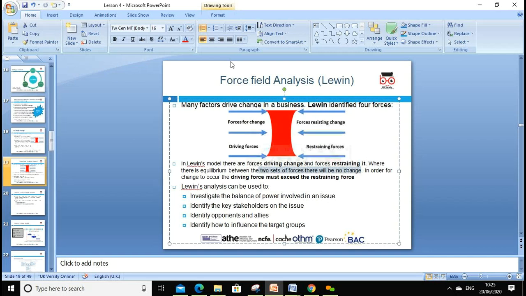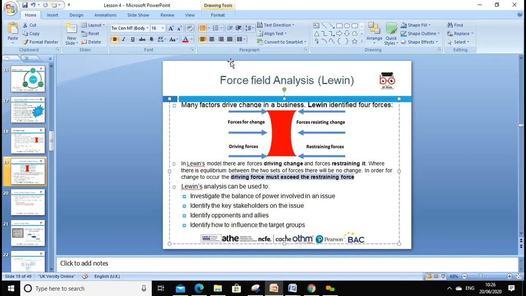There are the driving forces and the restraint forces, and without compromise there won't be any change. In order for the change to occur, driving forces must exceed the restraint forces. Your driving forces are the people who have a lot of skills and abilities and can convince other people to implement. Otherwise, of course, it's your restraint forces: people who mentally don't want to be changed.